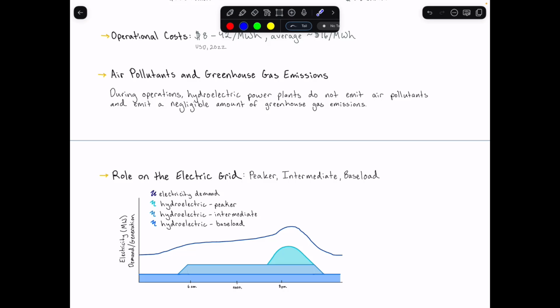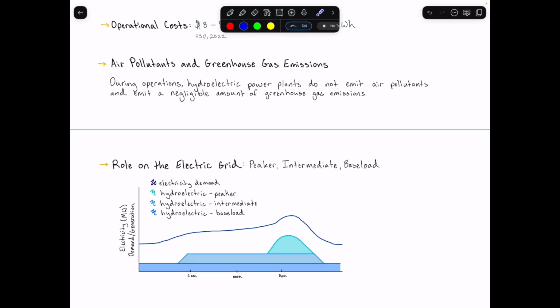flow of the river. So here you can see this similar chart that I have shown in the other lectures. I'll change this to blue or to green here. The x-axis is time of day. The y-axis is the electricity demand or generation in megawatts. So here, this is a typical electricity demand curve from consumers. And here I just illustrate in these different shades of blue what are the different operational patterns for hydropower. So it can be operated as a baseload, similar to nuclear, coal, and geothermal.